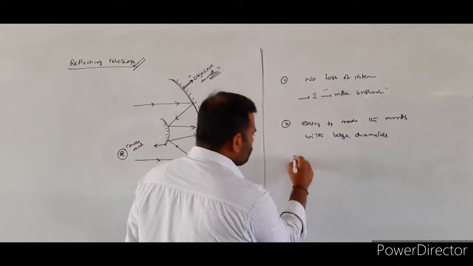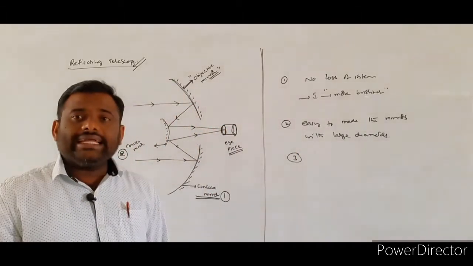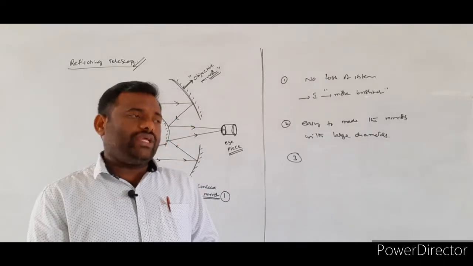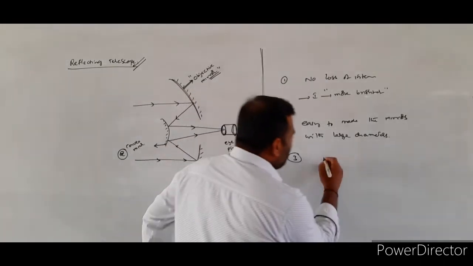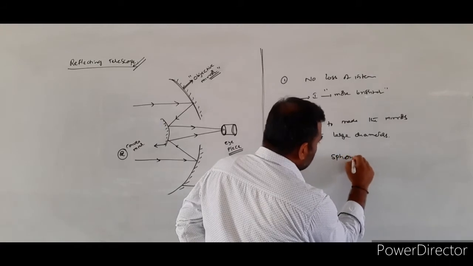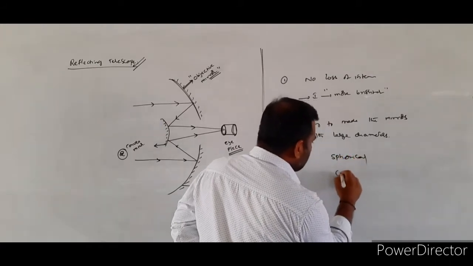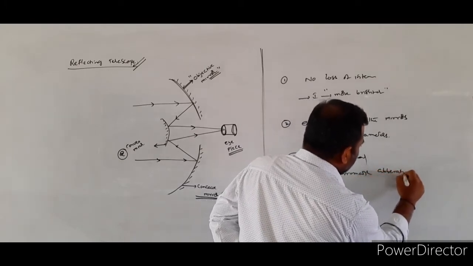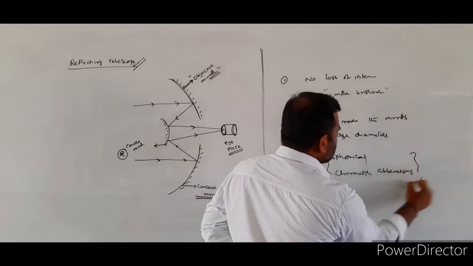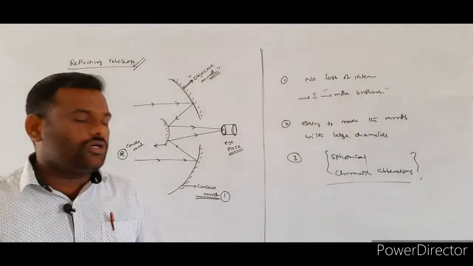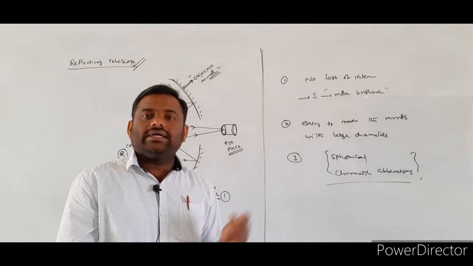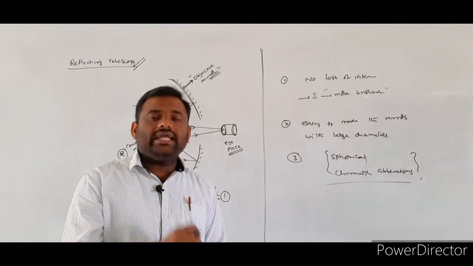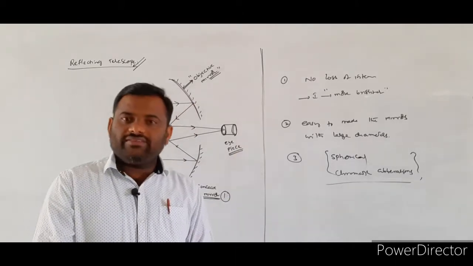Next one. By using the reflecting telescope, we reduce spherical aberration and chromatic aberration. By using the reflecting telescope, which types of aberrations do we reduce? First one is spherical aberration, and the second one is chromatic aberration. Because of this we prefer the reflecting telescope instead of the terrestrial telescope. These are the uses of the reflecting telescope.